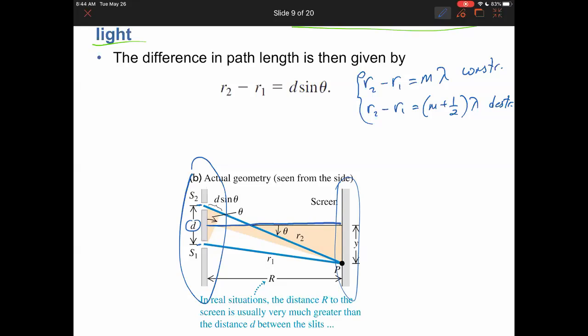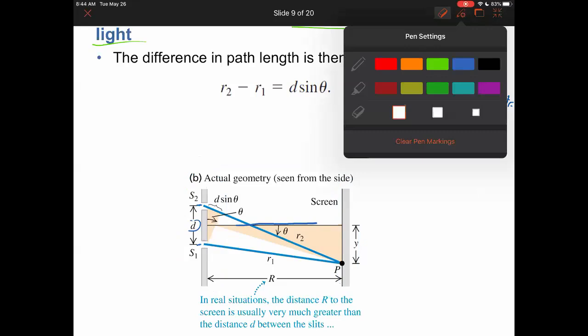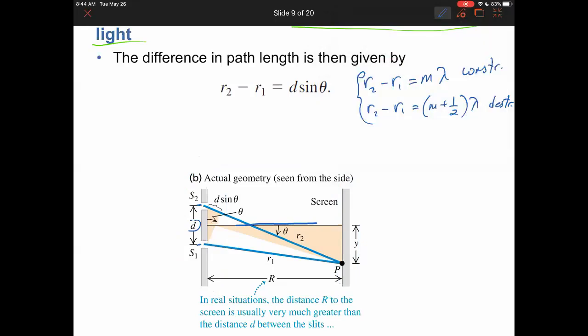Next, I'm going to look at the light moving from one slit to the screen, and from the other slit to the screen, when both of those waves get to this point P. Here's wave one, and here's wave two. At that position P, which is some distance y below this axis, where we take y equals zero, are we going to get constructive interference or destructive interference? Remember, it depends on whether they come there in phase or out of phase.